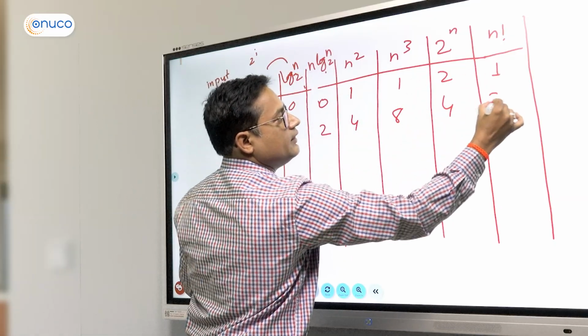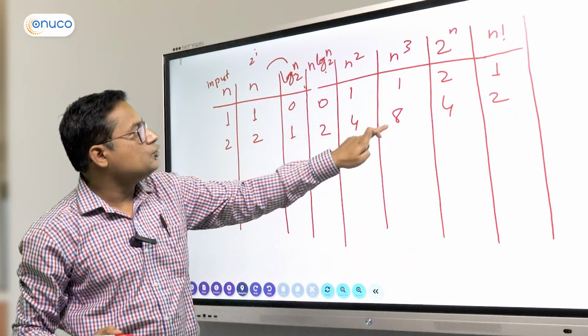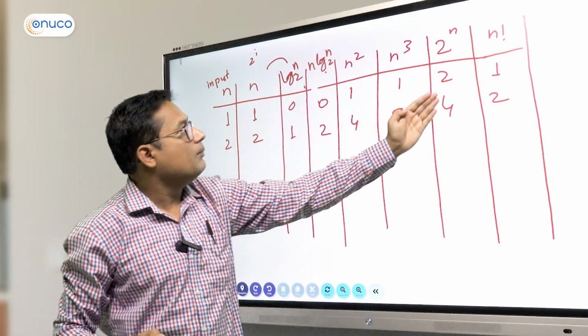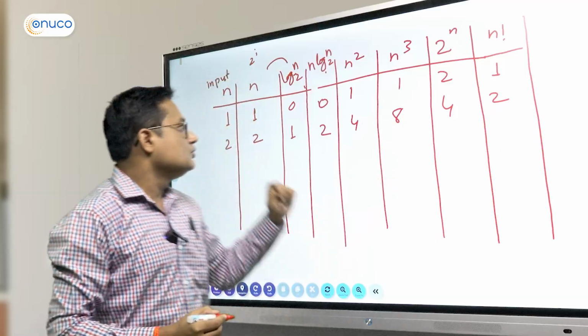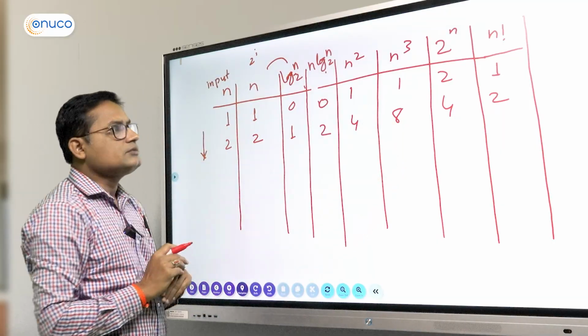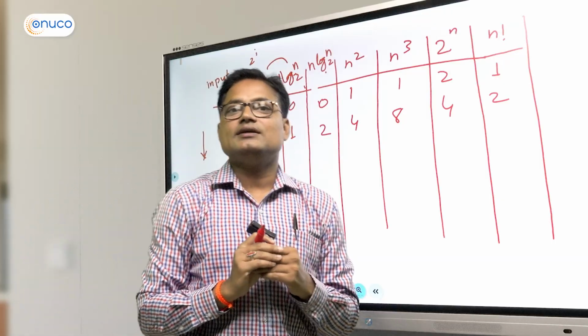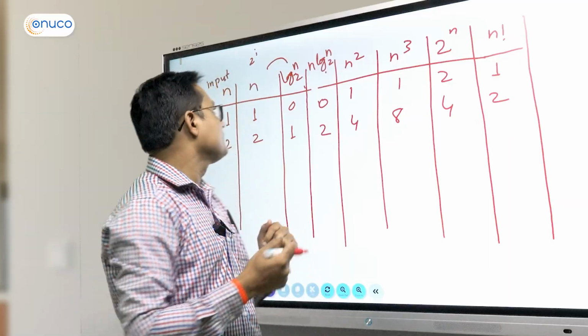2 factorial is 2. By seeing this row, we can see that n cube is having higher order of growth, even more than 2 power n exponential and n factorial, right? So still we have to increase the input size. As I said, our program should work for larger sizes of input as well.